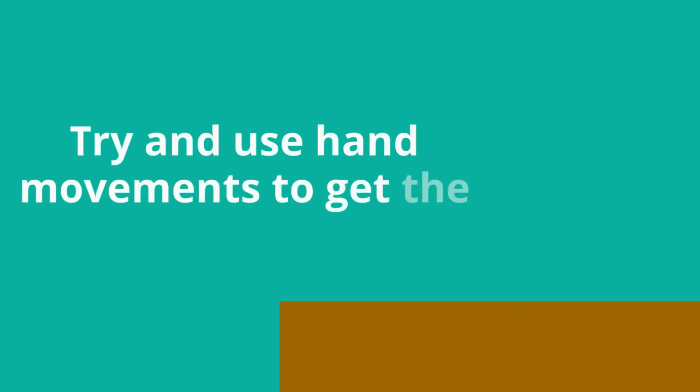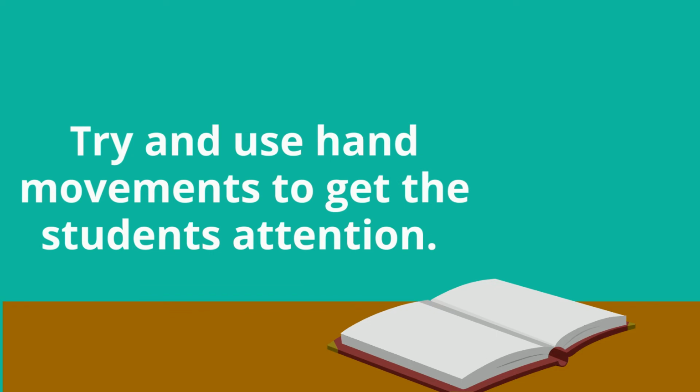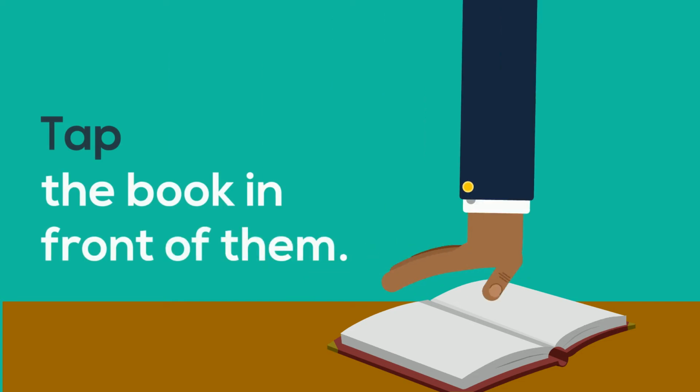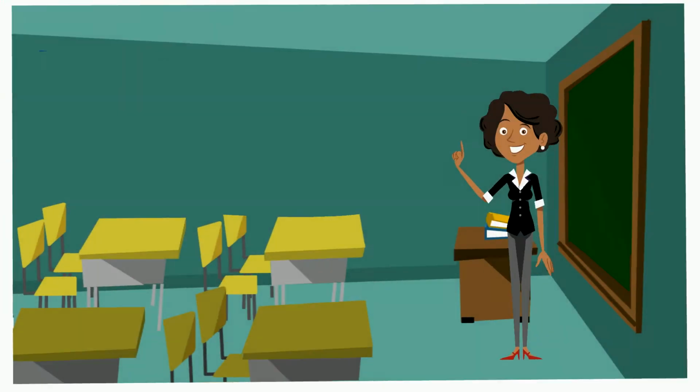One thing you can do, especially if you're working one-to-one, is to try and use hand movements to get the student's attention. So, for example, if you're sitting next to a student or you're coming over to a student, you could just tap the book in front of them, or just tap the desk to bring their attention.